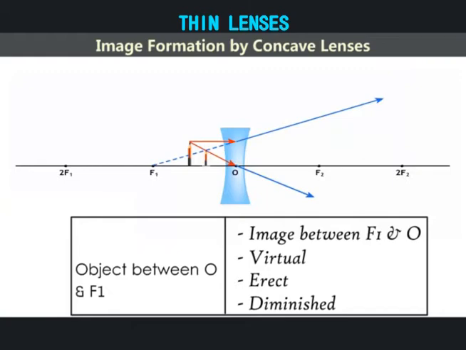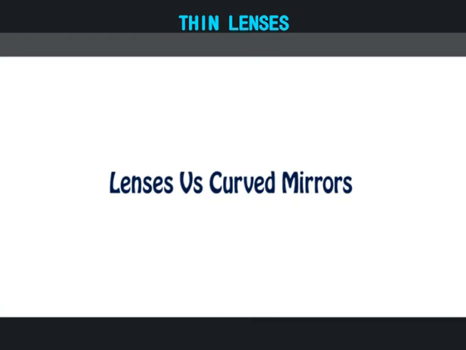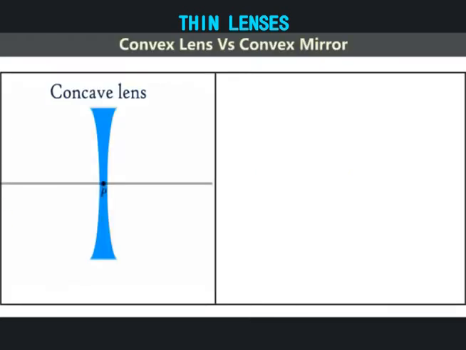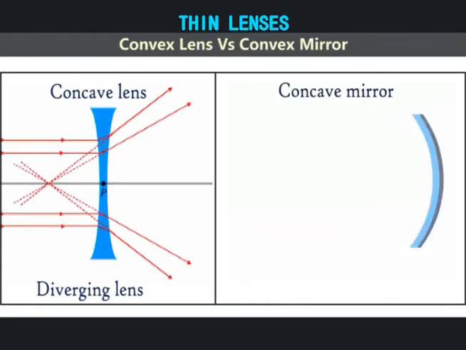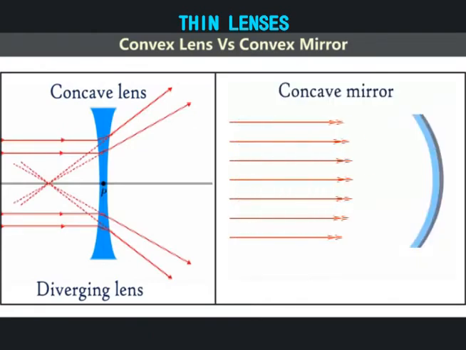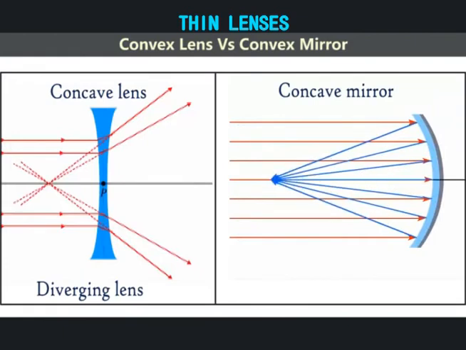Again, notice the difference between lenses and curved mirrors here. This is a concave lens. It diverges light rays parallel to its principal axis and is therefore a diverging lens. But this is a concave mirror. It converges rays of light parallel to its principal axis, and it is therefore a converging mirror.